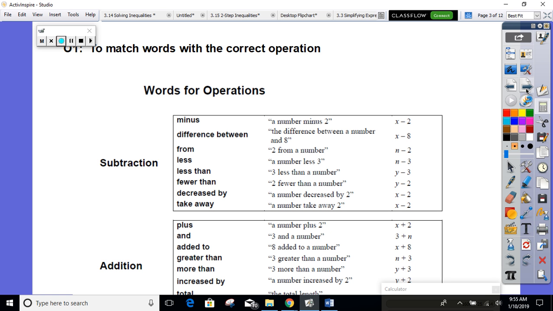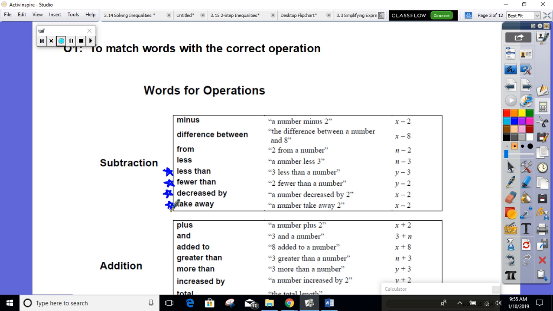So when we have less than, and you might want to put a star beside it because that's one we'll see a lot, if it says 3 less than a number, we could use a letter to represent the number that we don't know, like they used y, and they said y minus 3. Another common word is fewer than, so put a star beside that one. Decreased by, take away. Those are all words that you're going to see quite a bit.